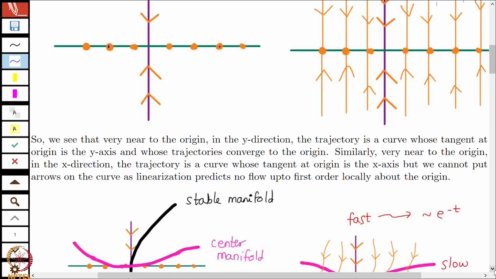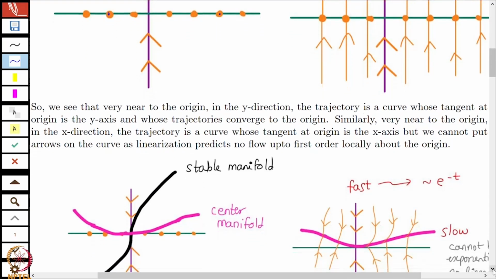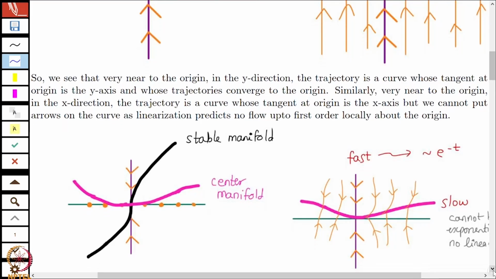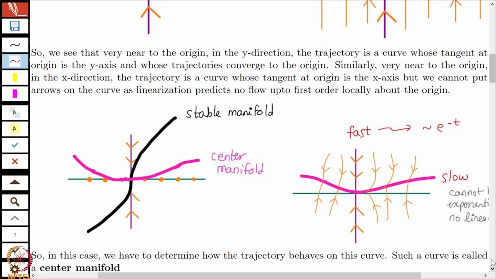Okay, so little observations here which will help us build up towards a theory, right. So near the origin in the y direction, the trajectory is a curve whose tangent at the origin is the y axis, like here, right. So this is how the y axis would behave, right.